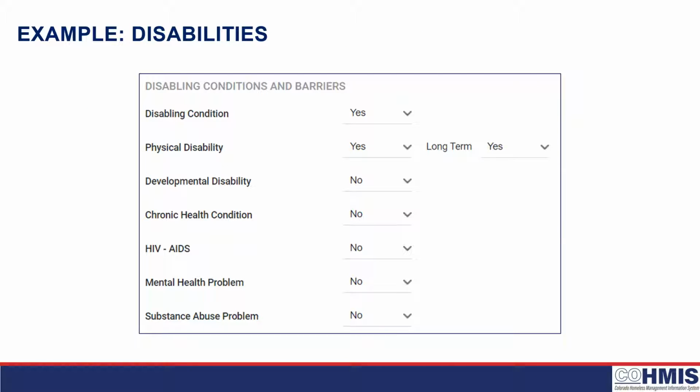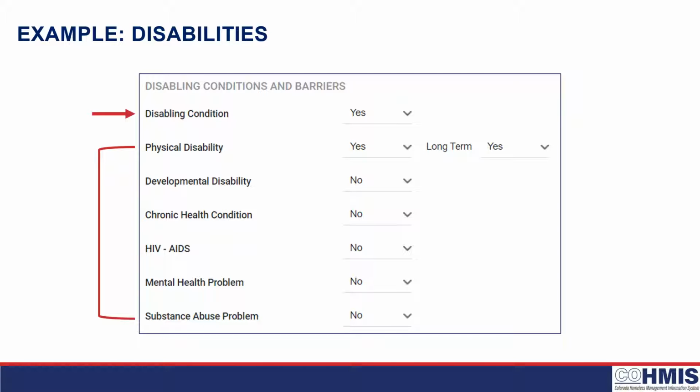All right, so let's go over disabilities a little bit more, as this is one of our biggest data quality issues that we see. As you remember from the previous video, we are instructed to collect information for every client about whether or not they have a disabling condition. So that's a universal data element collected for all clients in all projects.